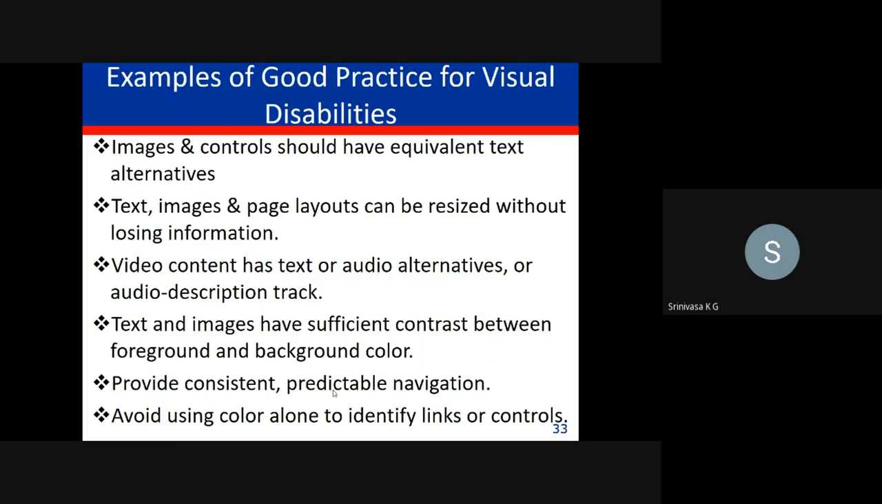So what are the examples of good practice for visual disabilities? Images and controls should have equivalent text alternatives. Text, images, and page layouts can be resized without losing information. Video content has text or audio alternatives or an audio description track. Text or images have sufficient contrast between the foreground and background color. They provide consistent, predictable navigation and avoid using color alone to identify the links and the controls.